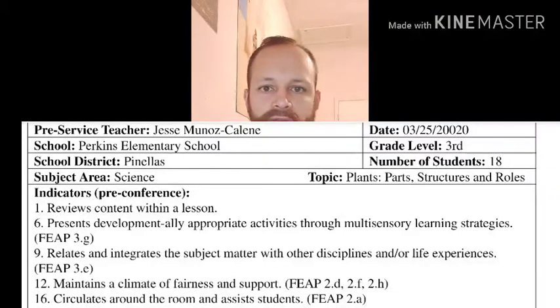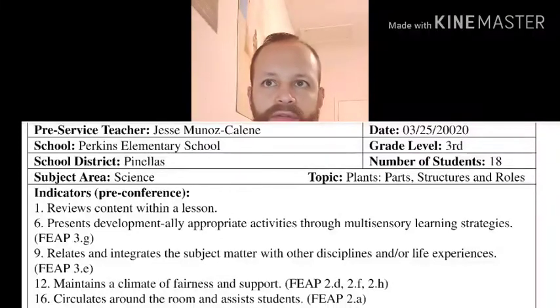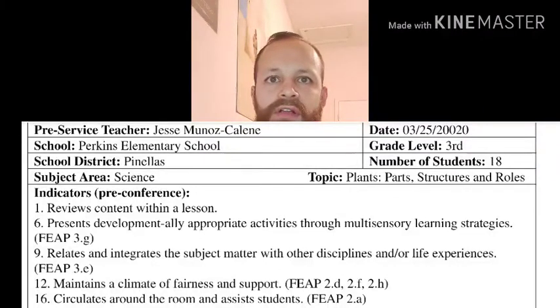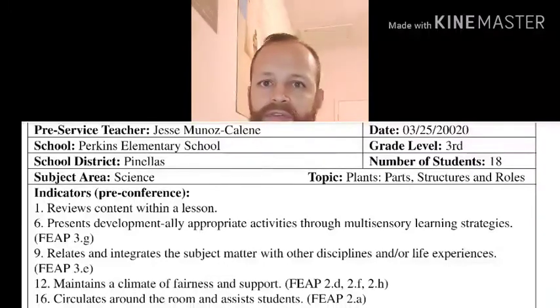The indicators I have selected for this particular lesson are: 1. Reviews content within a lesson. 6. Presents developmentally appropriate activities through multisensory learning strategies. 9. Relates and integrates the subject matter with other disciplines and/or life experiences. 12. Maintains a climate of fairness and support. 16. Circulates around the room and assists students. 17. Models clear, acceptable oral and written communication skills. And number 18, uses formative and/or summative assessments to measure and monitor learning.